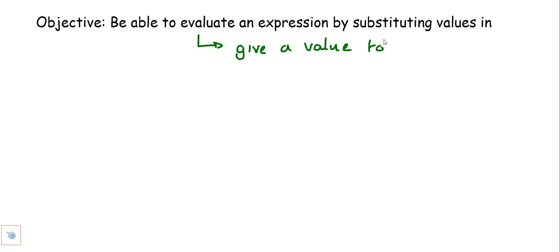Yeah, exactly, evaluate. Now, because an expression doesn't have an equals, does it? It doesn't have a value yet. The expression was just a set of instructions. So what we want to do is take an expression and give it a value. And we're going to give it a value by substituting something into the variable. Okay. So, for instance, if we have an expression which is 4r minus s, there's an expression.